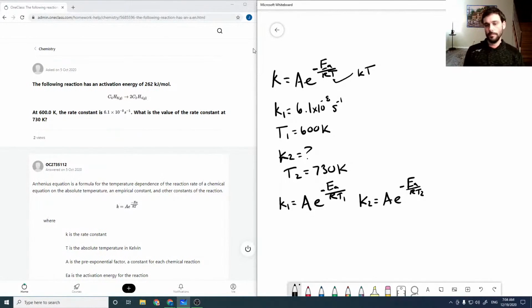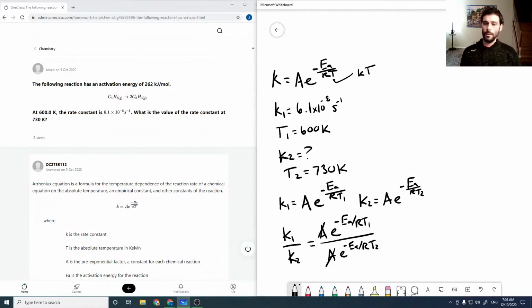Now if we divide these two, k1 over k2, then these A's will cancel. And dividing exponentials means you can subtract their factors. So you end up with an exponential of minus EA over R, times 1 over T1 minus 1 over T2. So we subtract them, which would turn this positive, but if I'm taking a negative EA over R out, that will turn it back to negative. So there's our expression there for dividing the rates.